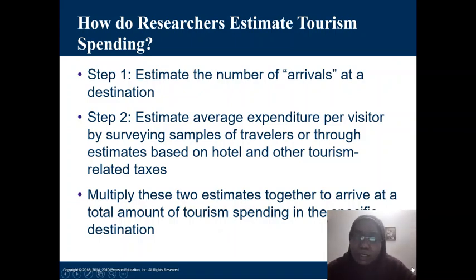Once you get the number of arrivals first, then you estimate the expenditure per visitor by surveying samples of the travelers. You want to sample them, take their profile, and take some other statistics as well. And by the time you combine these both, you multiply the estimate of the spending by the number of arrivals or tourists at a particular destination. So with these two, we estimate tourism spending.